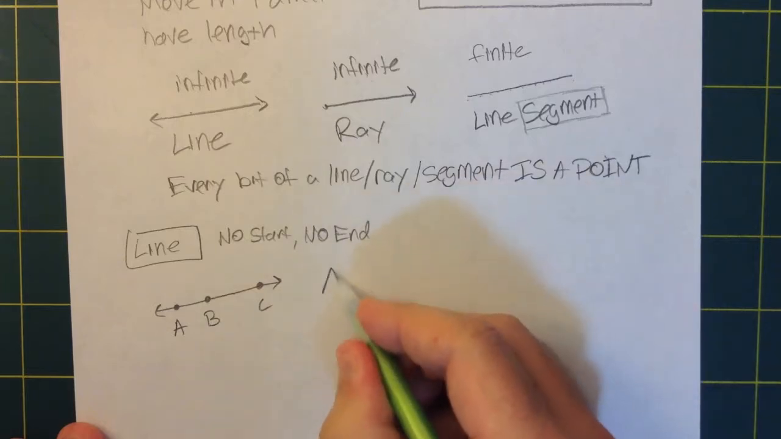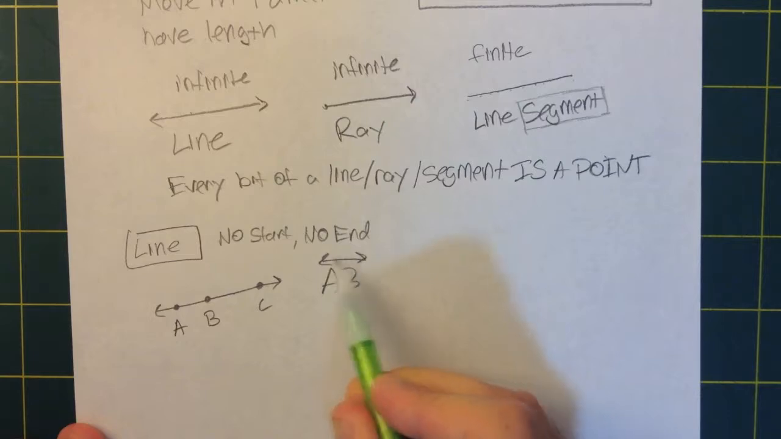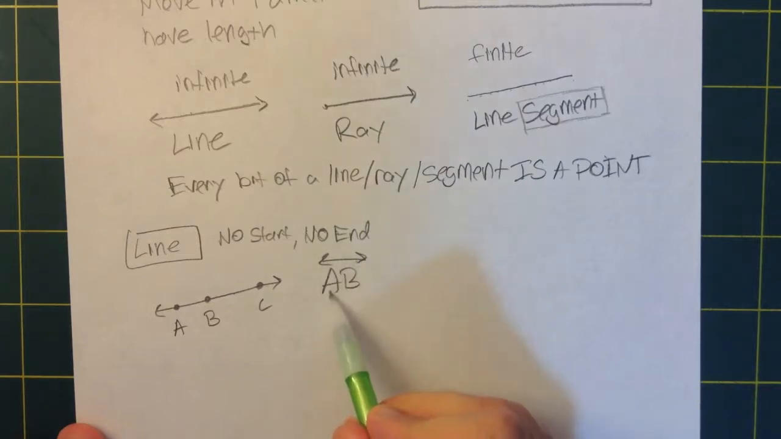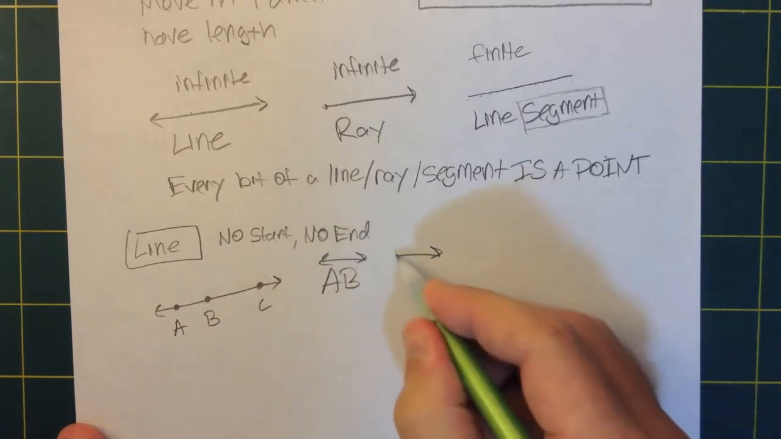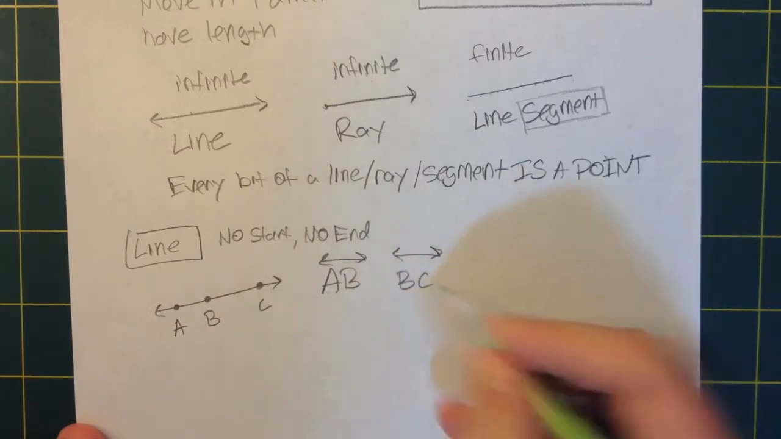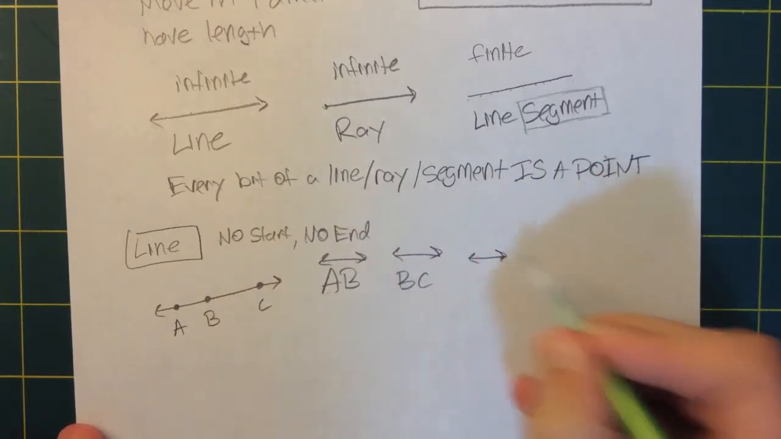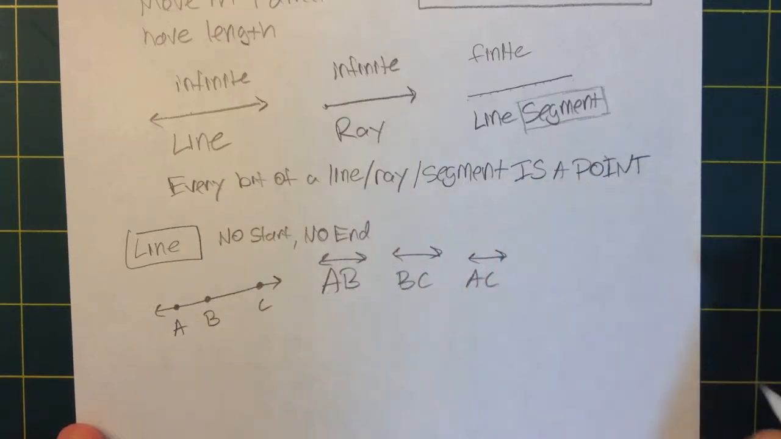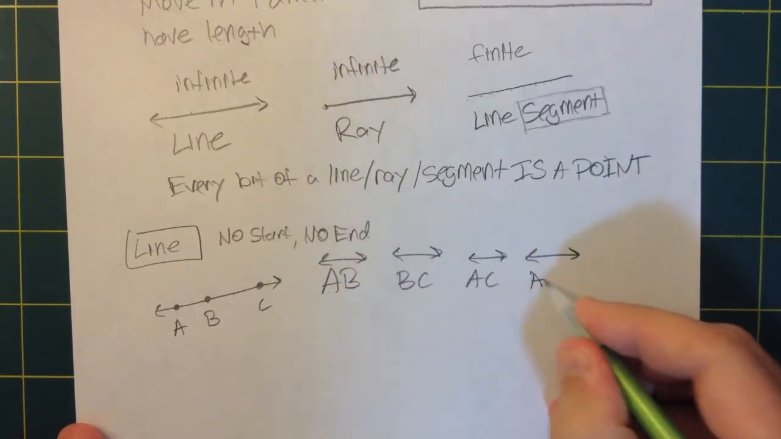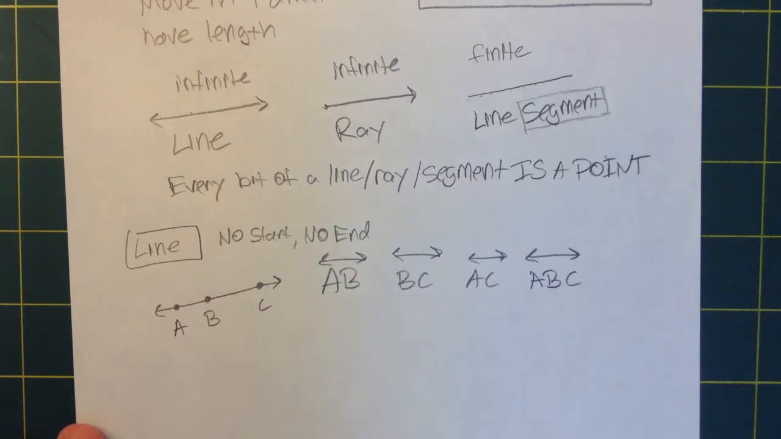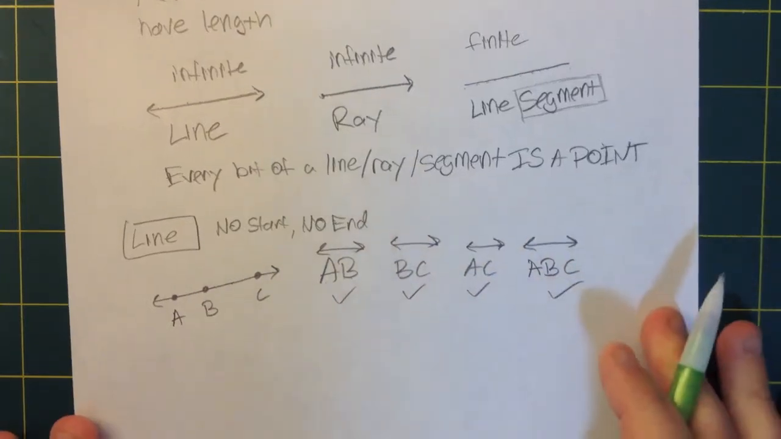This line that you see here could be named AB, because you're saying I'm a line, that's what the symbol means, and I pass through the points A and B. Or you could say this line passes through the points B and C. Or A and C. Or A, B, and C. All of those are valid ways to name this line.